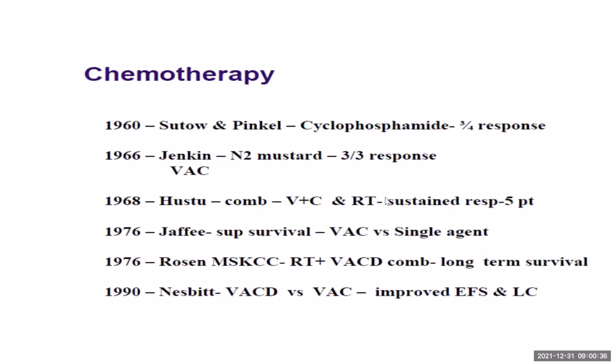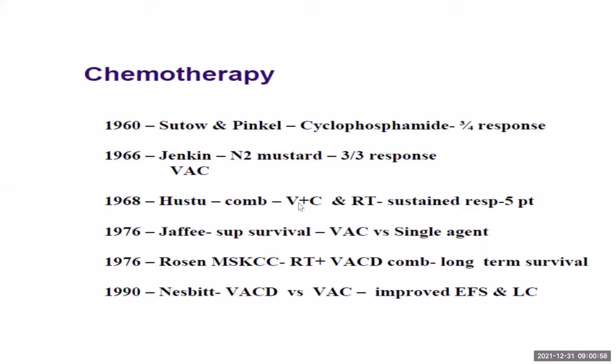So how did chemotherapy evolve over a period of time, and why is it so complex? In the 1960s, patients were given cyclophosphamide, and around three-quarters of them showed a response. So cyclophosphamide was found to be an active drug. In 1966, Jackie et al. tried nitrogen mustard, and they found a response in all 3 of the patients.